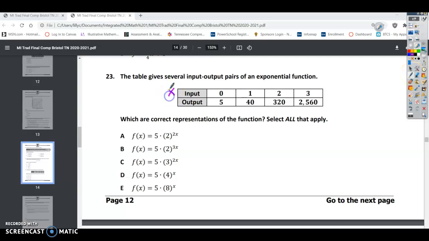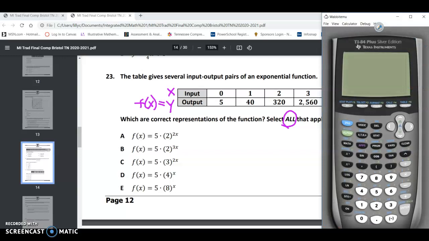and output? So we know that x is our input, y is our output, and in function notation, y is the same thing as f of x. So we can see that this is our output and x is our input. So for this, it's easy to just plug this in the calculator and see. It says select all that apply, so we know that we're going to have more than one answer. And so let's just plug in and see which one of these represents what we have here. So I'm going to pull up my calculator.